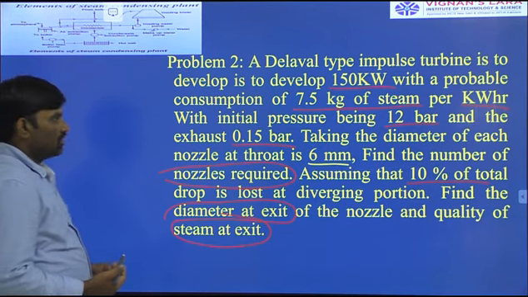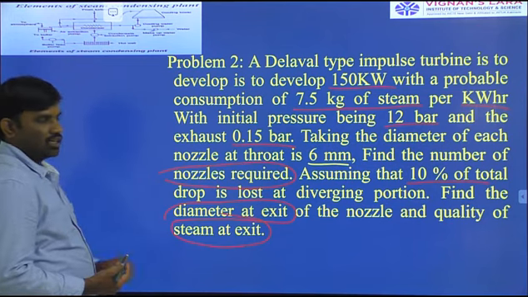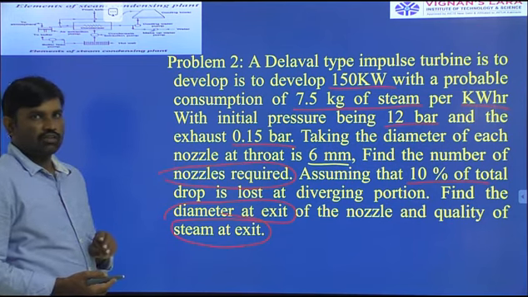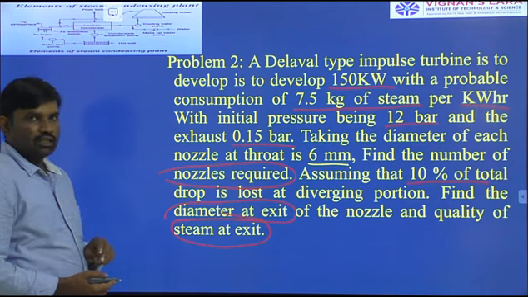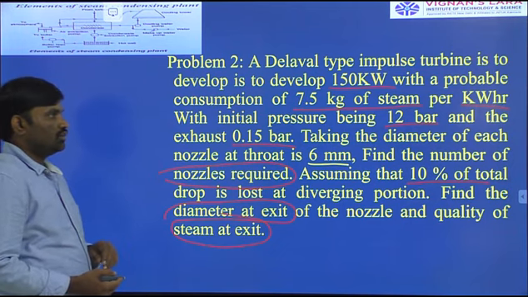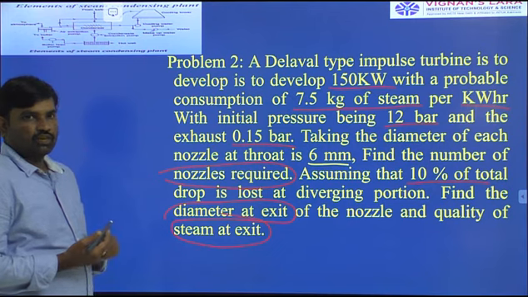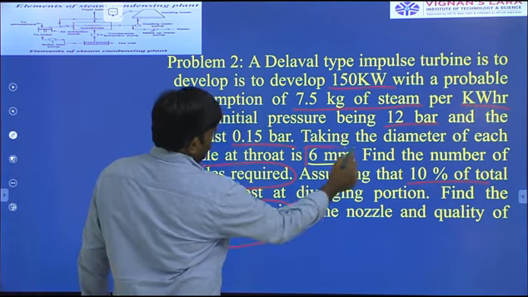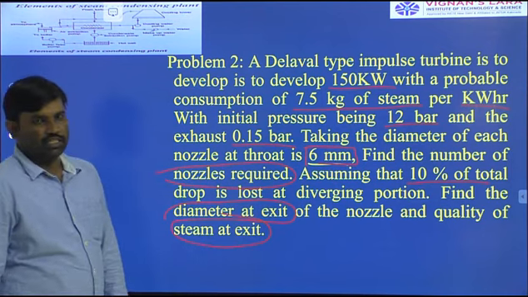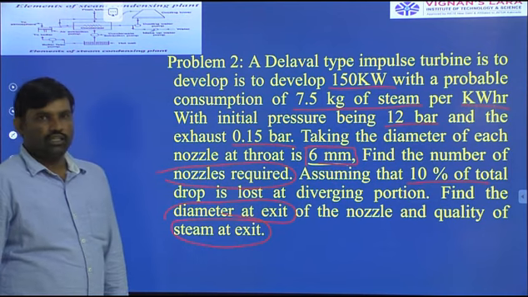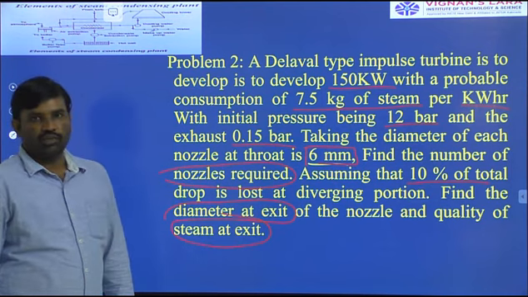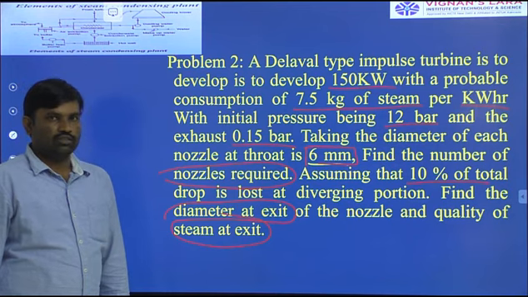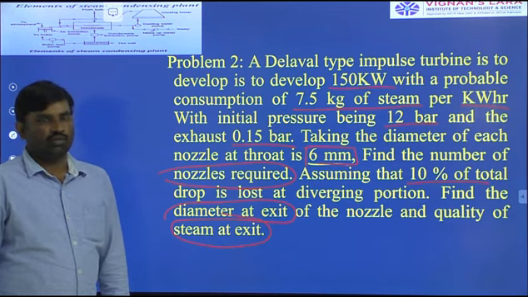And what type of nozzle is this? Based on the data, we have to justify the type of nozzle. In the present problem, the 6 mm diameter is given at throat. That means a throat section exists, as in the converging diverging type of nozzle. So the present problem belongs to the converging diverging type of nozzle.